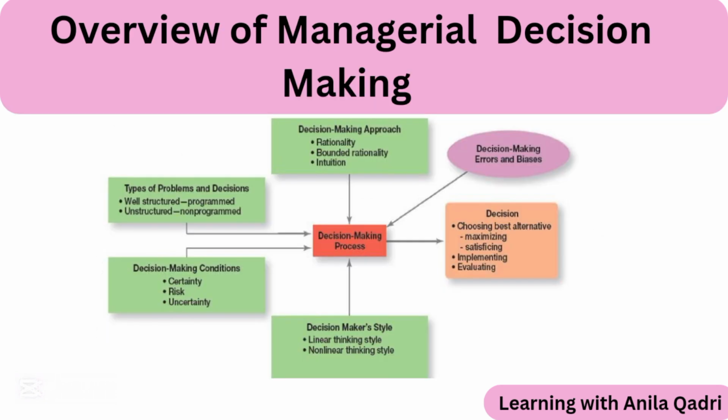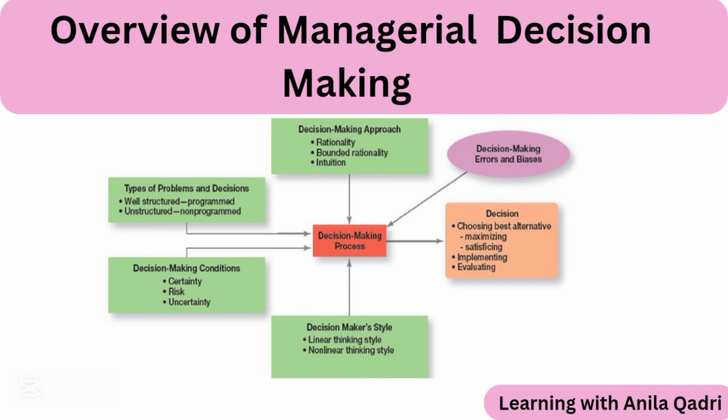Overview of managerial decision making. The decision-making process may include a decision-making approach that can consist of rationality, bounded rationality, and intuition. The decision-making process can also involve decision-making errors and biases.